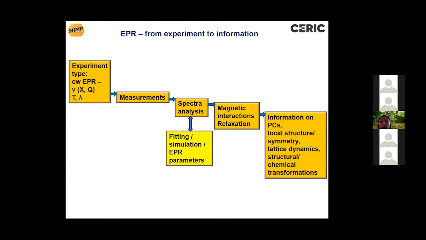From this information, we find out details about the magnetic interactions and the relaxation processes. And in the end, we get our information about the paramagnetic sensors, the local structure and symmetry, the lattice dynamics, structural and chemical transformations.